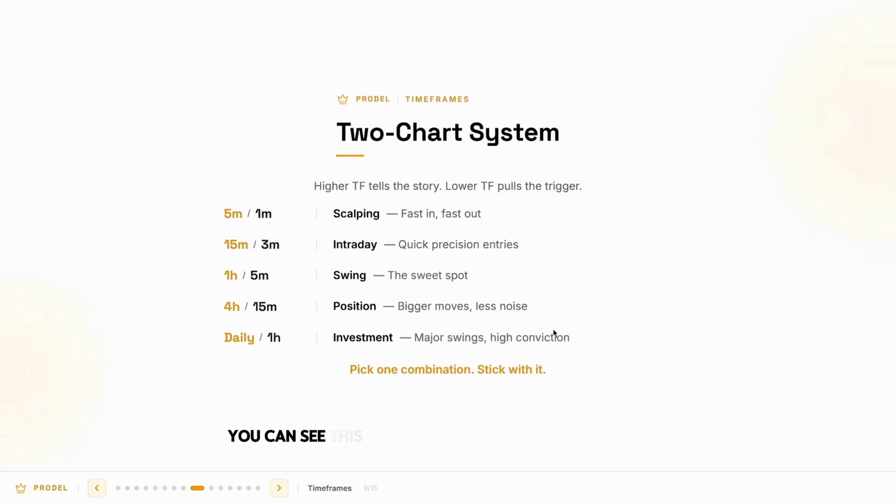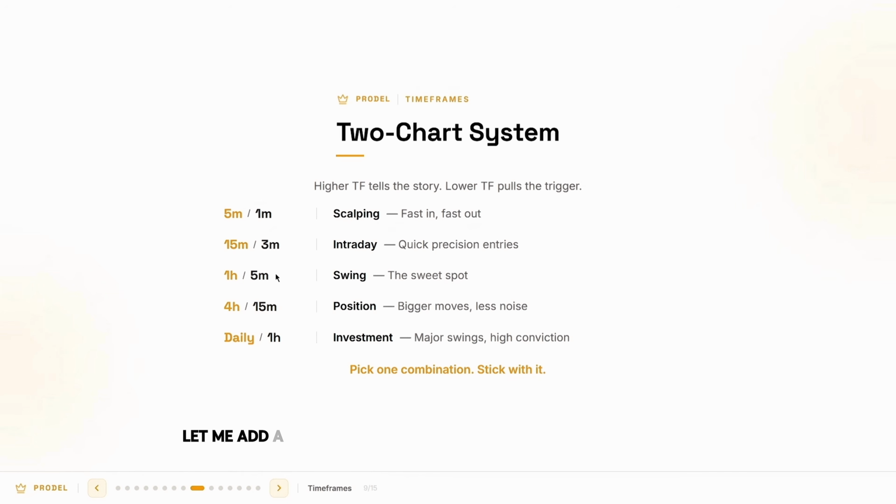You can see there is the daily and 1 hour time frame. Daily is a higher time frame, and for the confirmation look at the 1 hour time frame. Like this combination, I generally use the 15-minute and 3-minute combination, which is good for intraday. I suggest for intraday you can also choose the 15-minute and 3-minute time frame, and also you can choose the 5-minute or 1 hour time frame. You can choose any time frame as per your wish or as per your time.